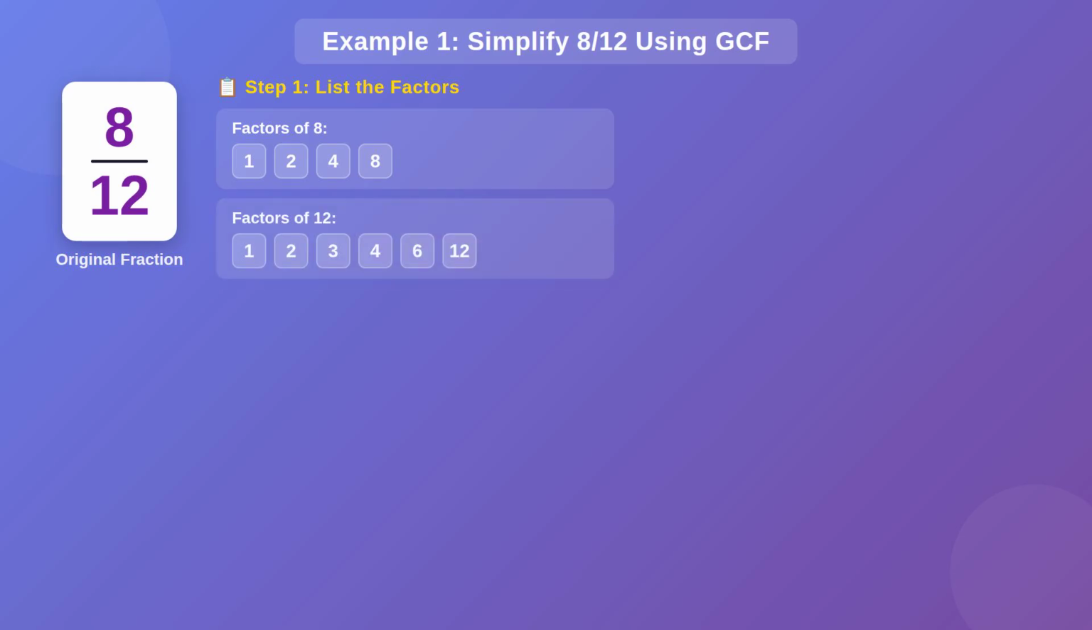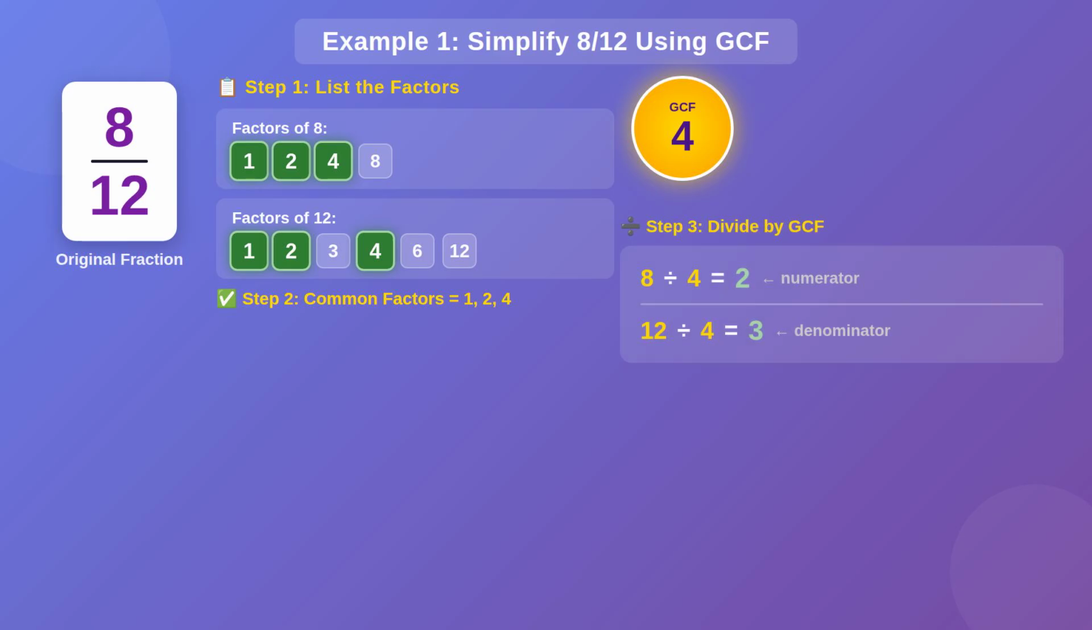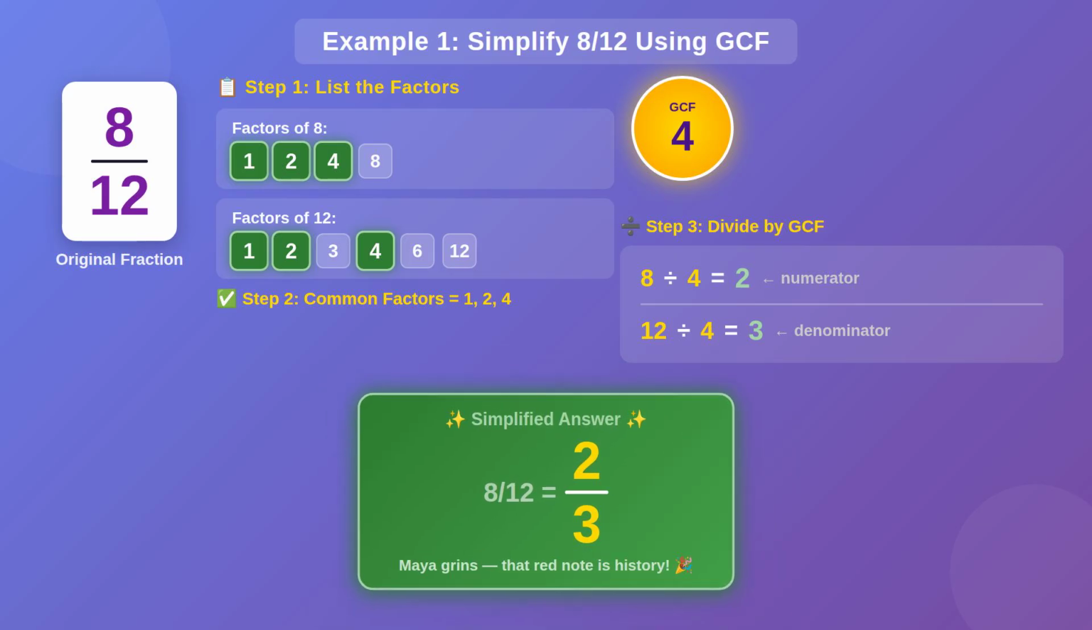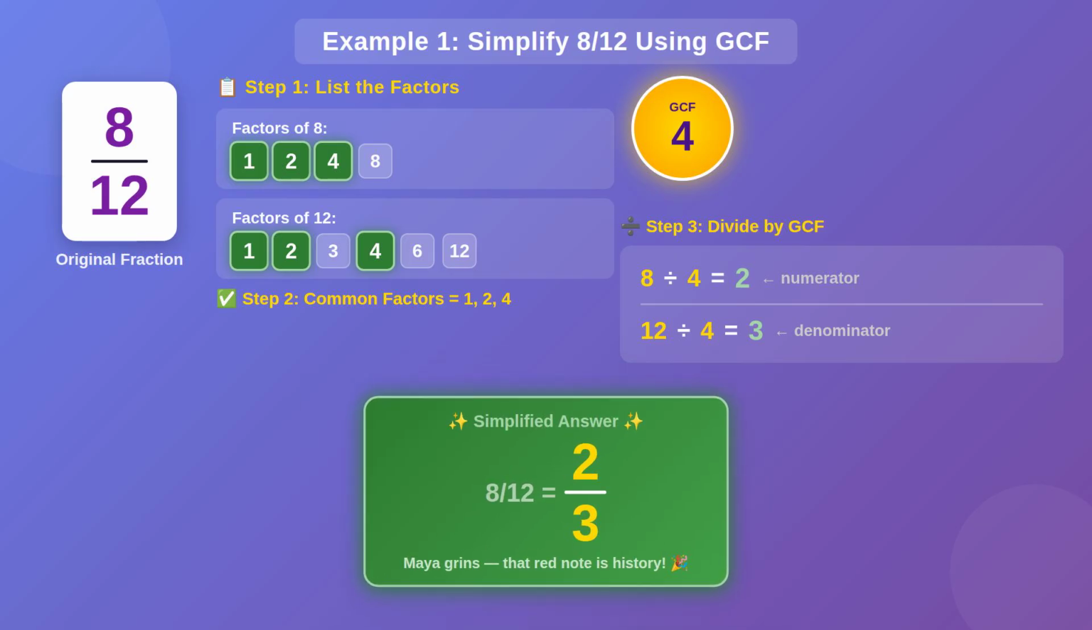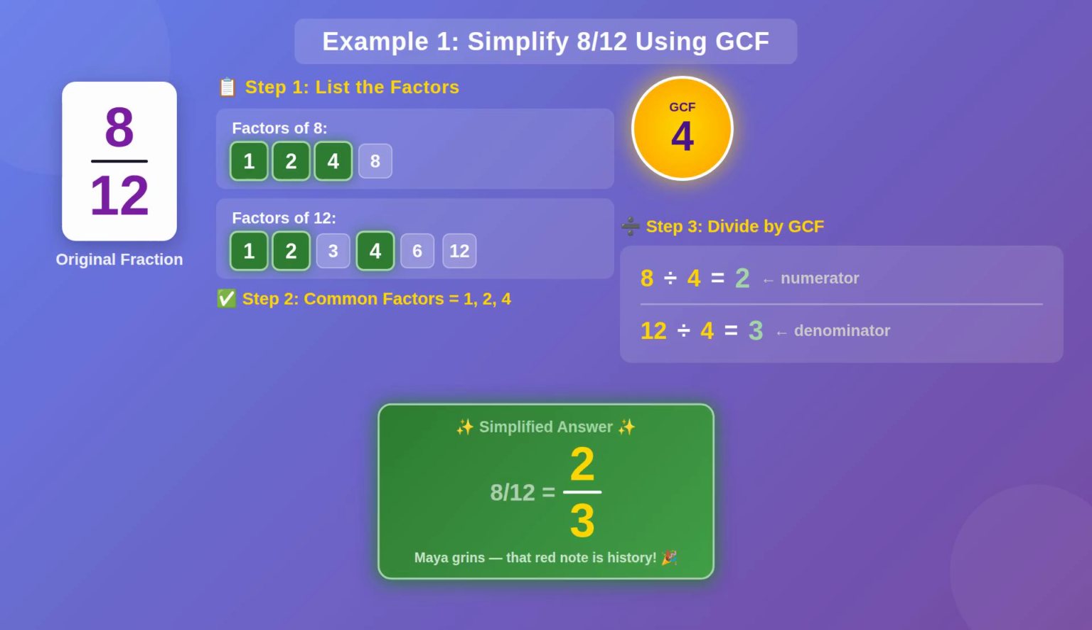Simplify 8 over 12. Step 1, list the factors. Factors of 8 are 1, 2, 4, and 8. Factors of 12 are 1, 2, 3, 4, 6, and 12. Step 2, find the common factors: 1, 2, and 4. Step 3, the greatest is 4, so GCF equals 4. Now we divide. 8 divided by 4 equals 2, and 12 divided by 4 equals 3. So 8 over 12 simplifies to 2 over 3.